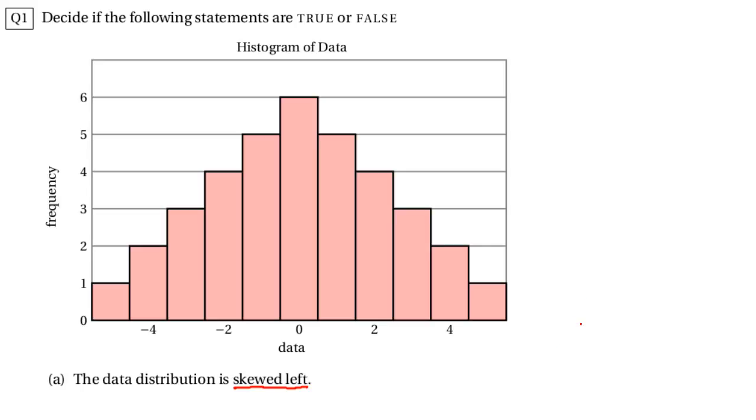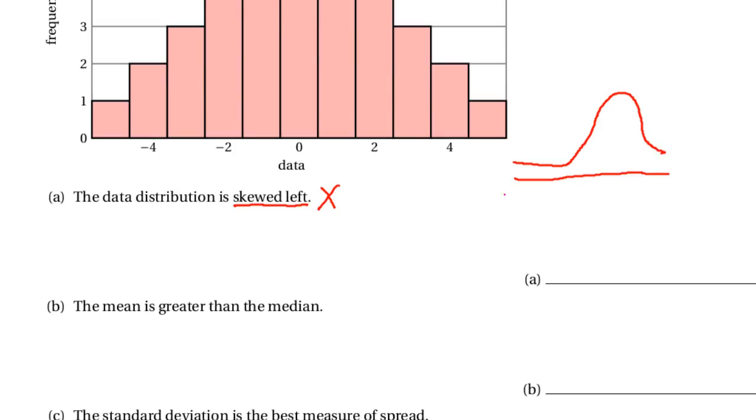left. Well, as a reminder, a skewed left distribution would be one that has most of the data on the right-hand side. So it would be a big peak on the right-hand side and then a tail on the left-hand side. That is not the case for A right here. So taking a look here, I can see that we can go ahead and just put a big false right here for part A.